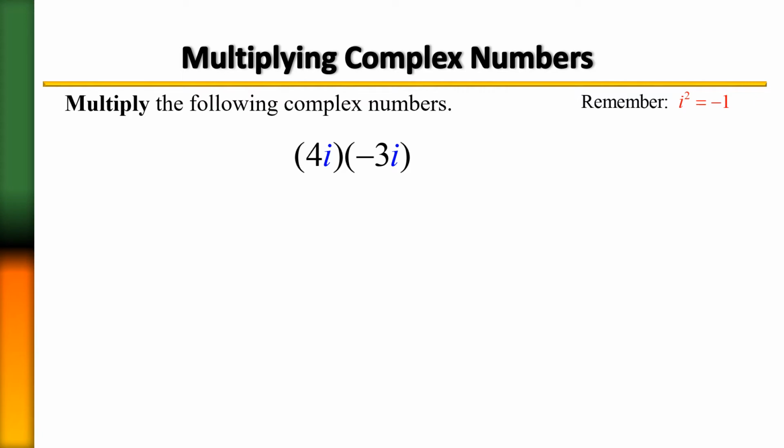Multiplying the coefficients, 4 times -3, that equals -12. We have 2 i's, so that's i squared. Every time you see i squared, replace it with -1. -12 times -1 equals 12. And that's your answer.